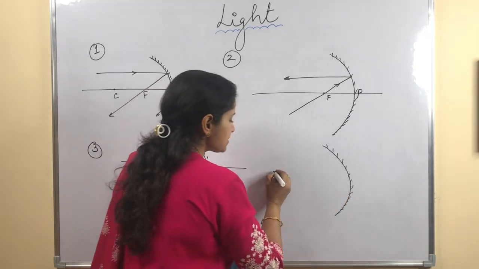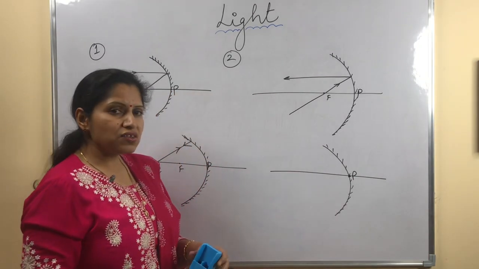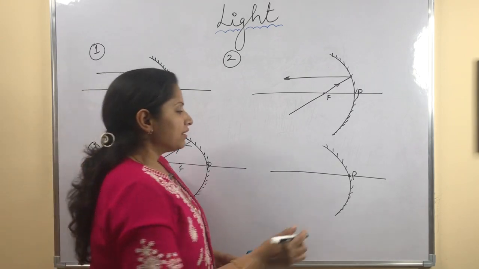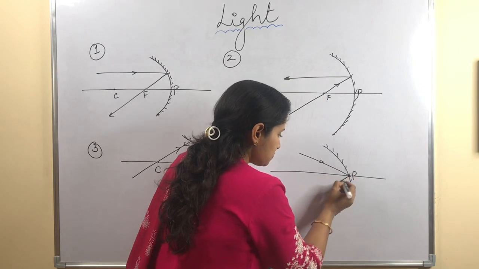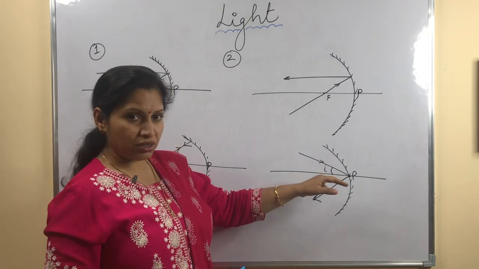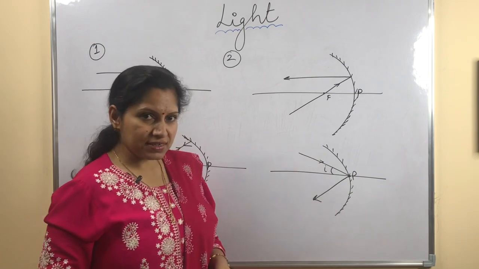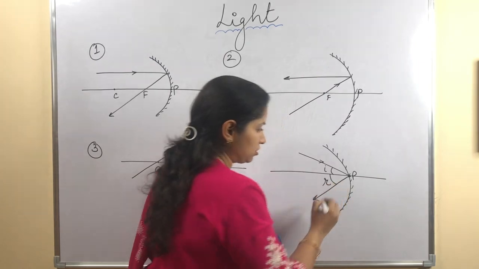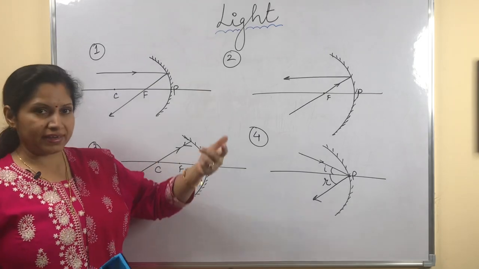This rule is true for any mirror, whether it's a concave, convex or a plane mirror. That is a part of one of the laws of reflection, that you know that angle of incidence is equal to angle of reflection. So it is from that only. This is the angle of incidence, the angle between the incident ray and the normal. So the principal axis also behaves like a normal. The angle of incidence is equal to the angle of reflection. Okay, so these are the 4 rules which we can use to draw the ray diagrams.